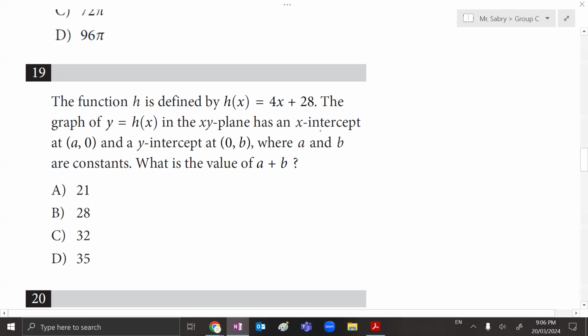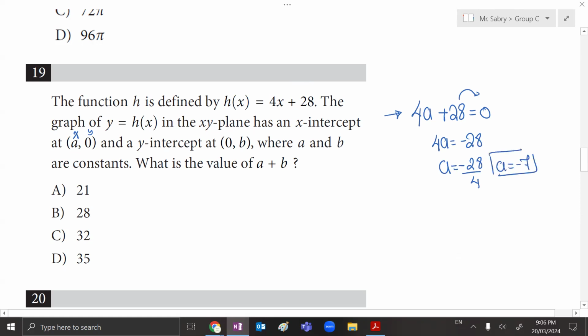So what you're going to do is the following. Those are points given. So this point is supposed to be on that line, and that's supposed to be an x, and that's y. So I'll substitute. I'll put a instead of the x, and that should give me equals to 0, which means I now have an equation. So I can find a. I'll move 28 to the other side, and it would become negative 28, and then a is equals to negative 28 divided by 4, which gives me a is equals to negative 7.